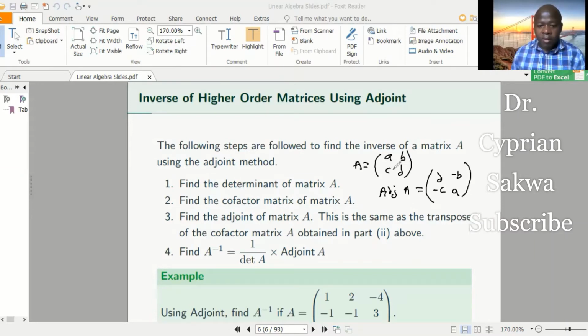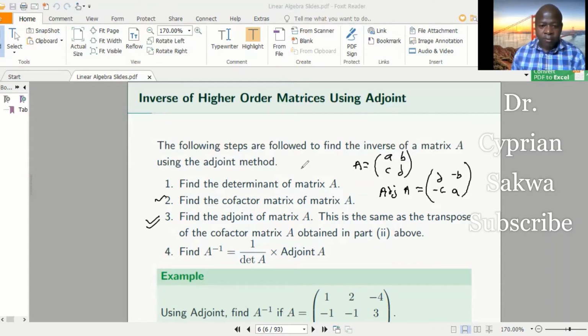Now, what is important for us is how do we get the adjoint of a 3 by 3 matrix, a 4 by 4 matrix, and a 5 by 5 matrix, and so on. And that's what I've written in. The adjoint of matrix A of higher order will be the same as the transpose of the cofactor matrix that we obtained.